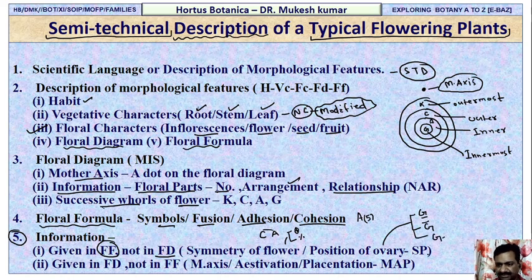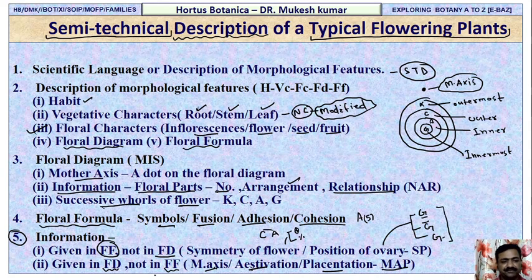What should be the condition? This is given in the floral formula, but not given in the floral diagram. Similarly, we have information given in the floral diagram, but it's not given in the floral formula. This is MAP. MAP stands for mother axis, estivation, placentation. These are the information which is easily described in the floral diagram, but there is no formula for such types of characteristics.